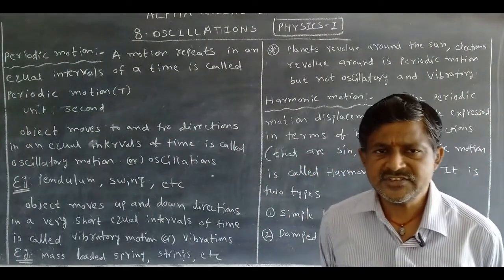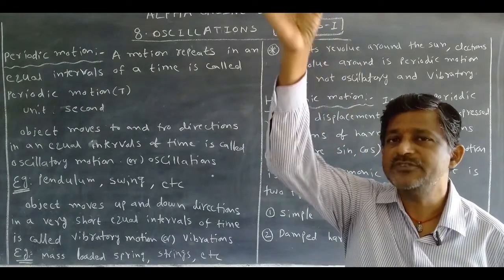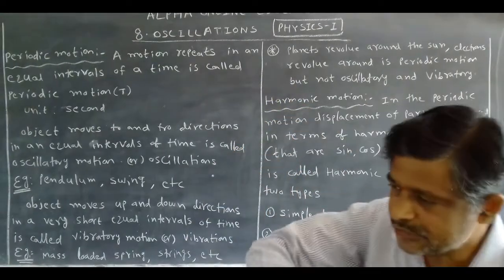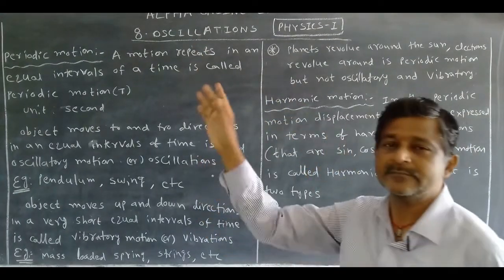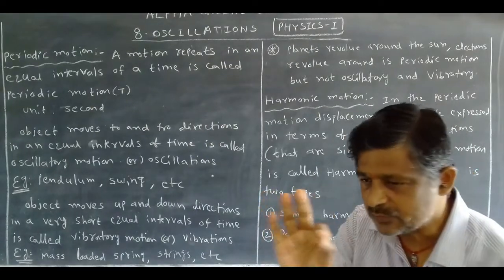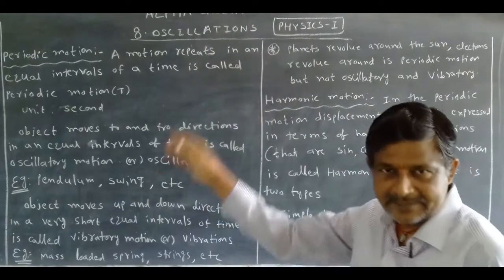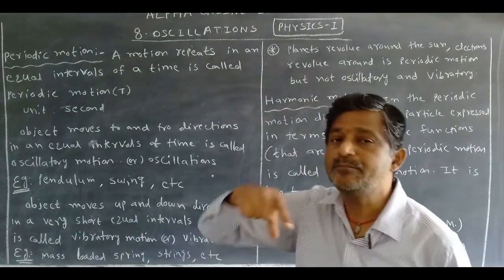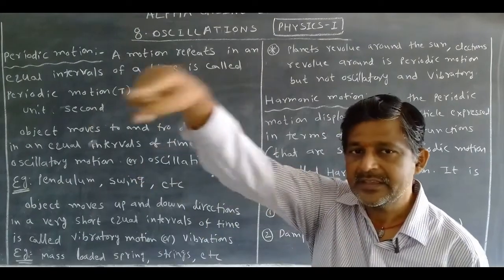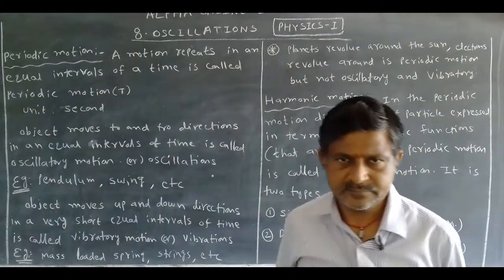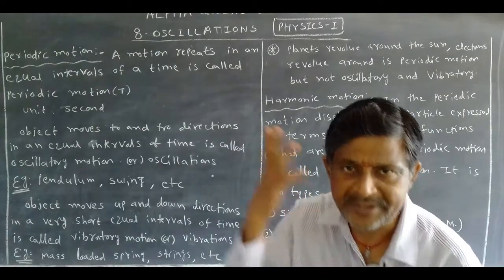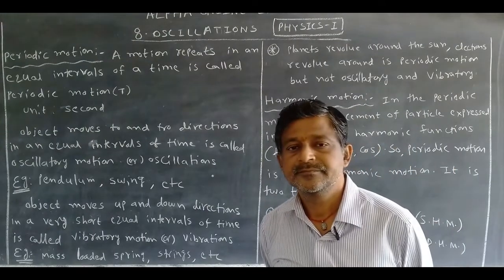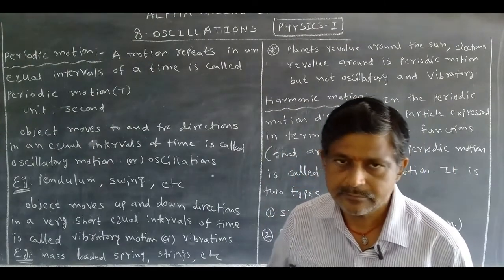Translatory motion means the object moves in a straight line or as a projectile. When an object rotates in a circular path with reference to a point, it is called rotatory motion. These we studied in the previous chapters.